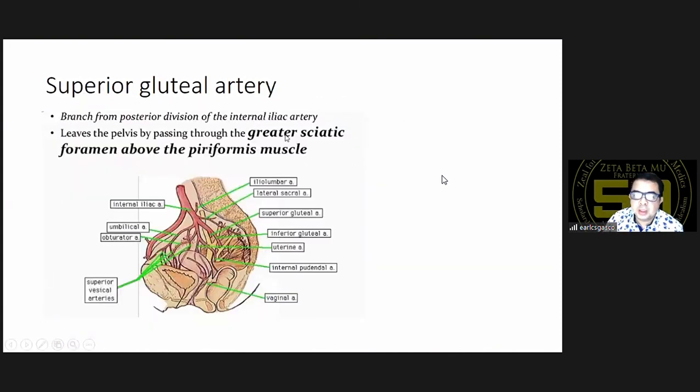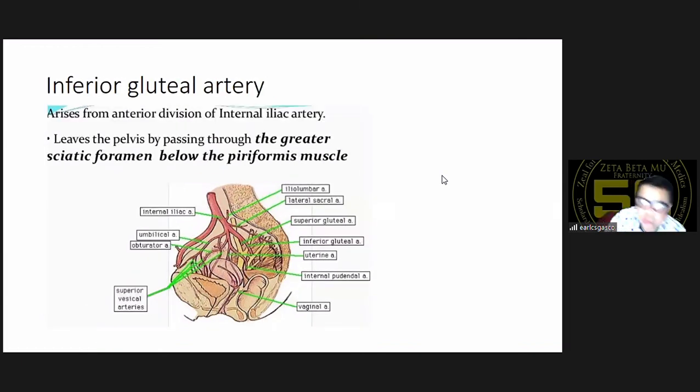Your superior gluteal artery is a branch of the posterior division of the internal iliac artery. It leaves the pelvis, passing through the greater sciatic foramen above the piriformis muscle. This is your superior gluteal artery. It is a bit complex, but don't worry about memorizing this area; just remember where the superior gluteal artery passes. Next, we have your inferior gluteal artery, which arises from the anterior division of your internal iliac artery, leaving the pelvis and passing through the greater sciatic foramen below the piriformis muscle. So one is above, and the other is below.